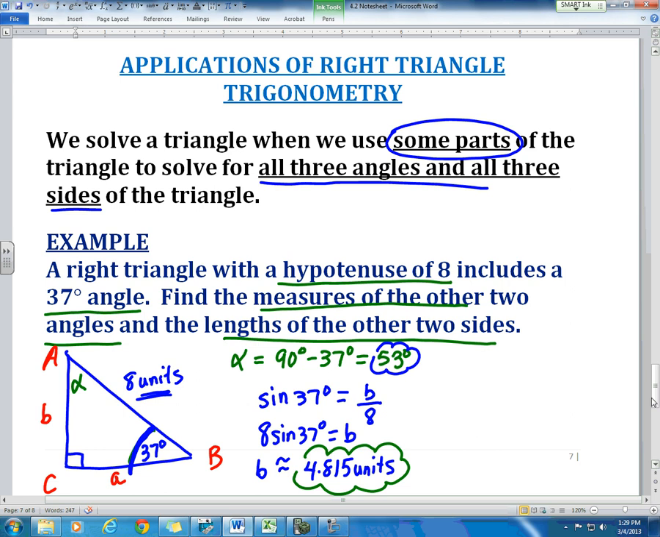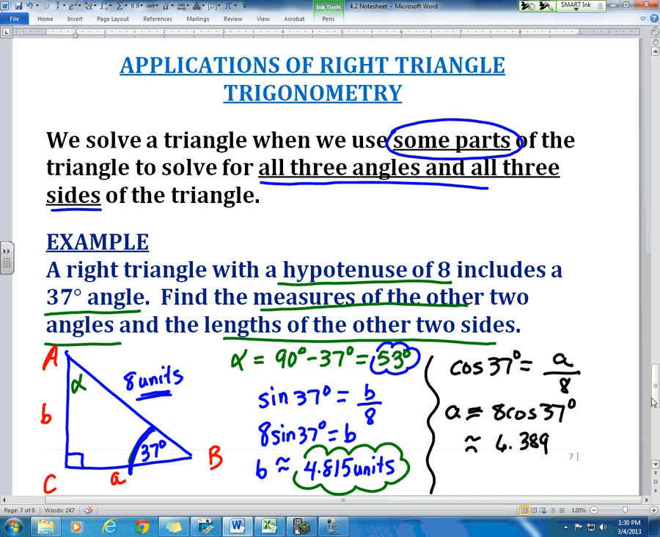The other side, I could go through and solve for by Pythagorean theorem, but I'm going to stick with my trig since I'm practicing in this section. If I want to find side A, that's the adjacent side with the 37-degree angle. So I'm thinking cosine of 37 degrees is equal to the adjacent over the hypotenuse. So A will be equal to 8 times the cosine of 37 degrees. Again, on your calculator set in degree mode, if you do that out, we get about 6.389 units.